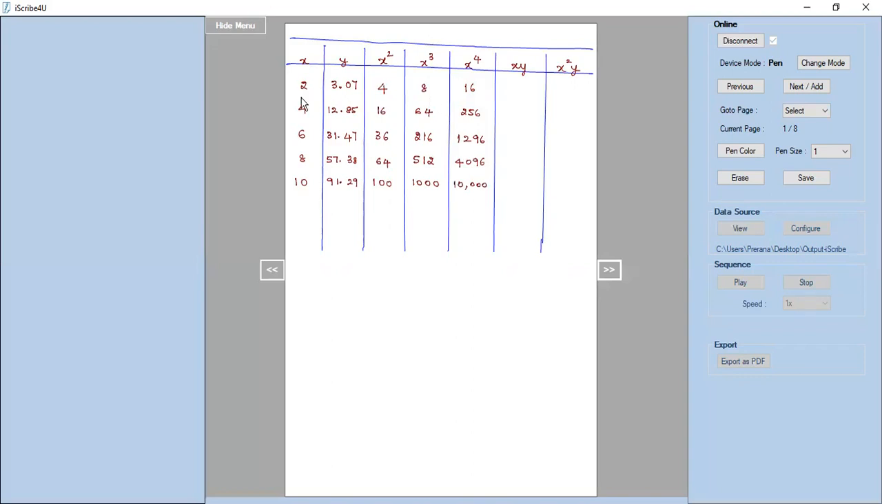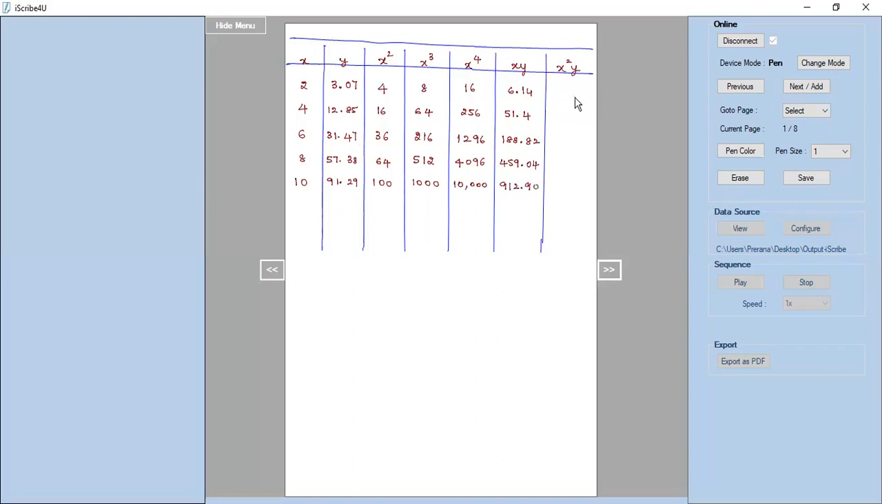Now we will come to x into y column. X into y. So 2 into 3.07, 4 into 12.85, 6 into 31.47. Like that you have to do. So which gives us 6.14, 51.4, 188.82, 459.04, 912.90.